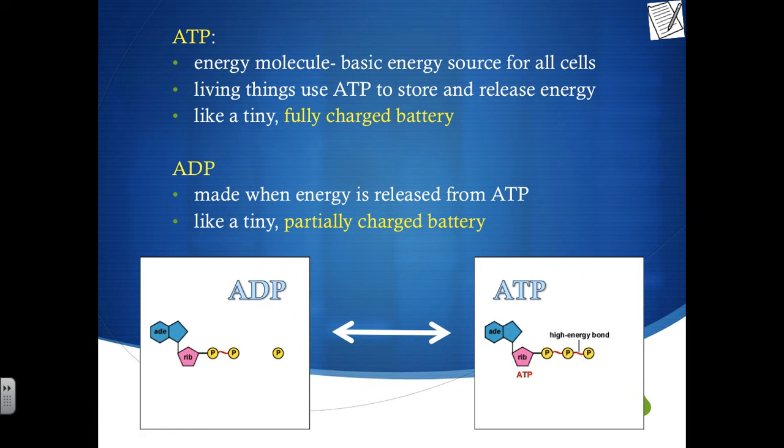On the other hand, ADP, which is adenosine diphosphate, and here's a picture on this lower left-hand side. It's called diphosphate because, again, there are two phosphate groups instead of three in triphosphate. So an ADP is made when energy is released from ATP. You can think of it as like a partially charged battery, an old battery. It has some energy, but not as much.